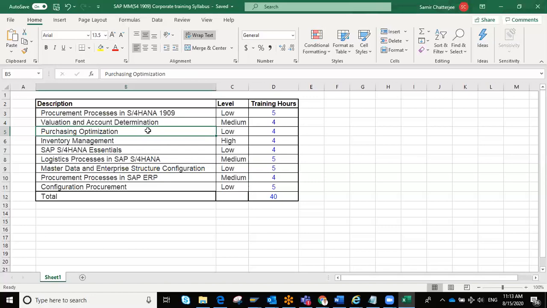Next, we shall discuss about the purchasing optimizations, how to optimize the purchasing process using approval process. We have got very specific approval processes in S4HANA using flexible workflow for approval process by the agents, which are called approvers, for purchasing documents like purchase requisition, purchase orders, contracts, and so on.